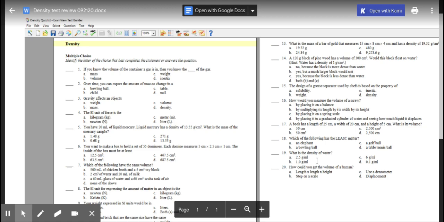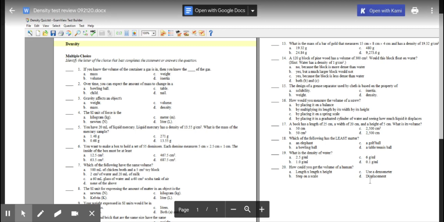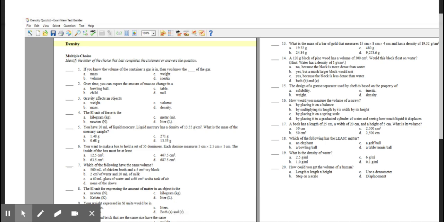Density of water, you just need to know that. It's 1 gram per milliliter. Correct answer is B. How would you get the volume of a human? You would do displacement, making the water rise and seeing how much it rises to find that person's volume. You can't do length times width times height because we're not a big old cube. You're irregular in shape, and a scale measures your weight.